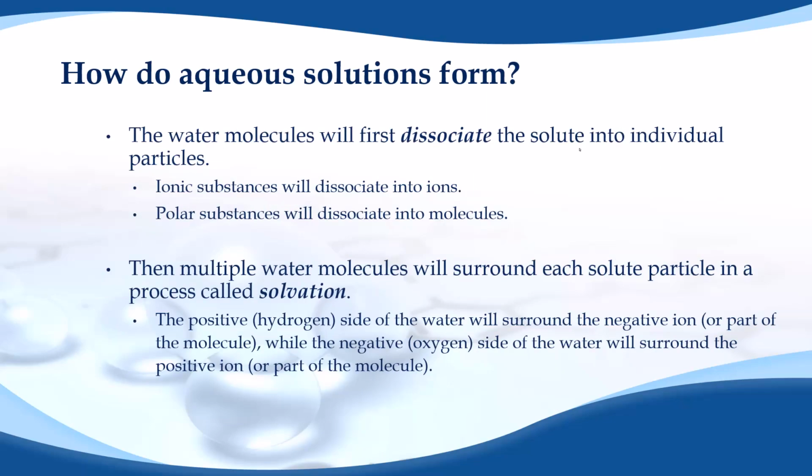So now we need to go over a little bit about how a solution forms, especially an aqueous solution because of how water works. It's a two-step process. The first process is what we call dissociation. Dissociation is when the water molecules break apart the solute into individual pieces. Now, if we're talking about an ionic compound like sodium chloride, that will be dissociated into its individual ions, sodium ions and chloride ions. If it's a molecular substance, then what you'll see is it will pull apart individual molecules.